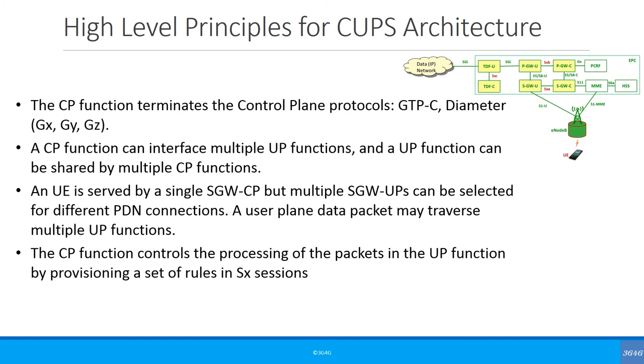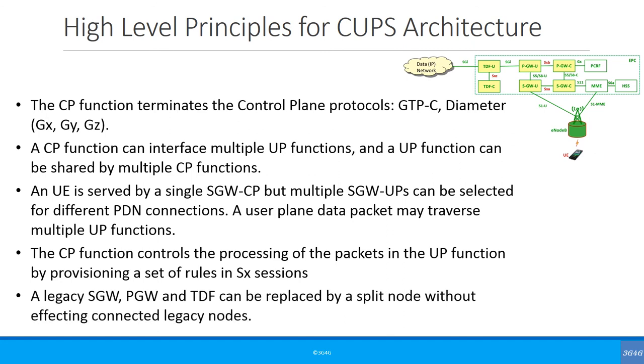The control plane function controls the processing of the packets in the user plane function by provisioning a set of rules in the Sx sessions. A legacy serving gateway, PDN gateway, and TDF can be replaced by a split node without affecting connected legacy nodes. So this is again another important point. You can split the serving gateway, the PDN gateway and TDF, and the other nodes should not be affected at all.